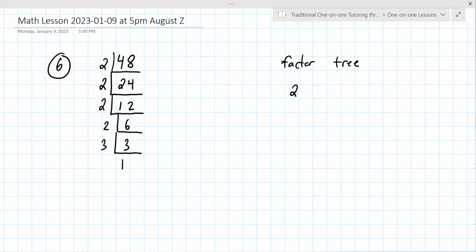Yeah. Okay. Now, my question to you is, how does your instructor want you to present the answer after this? Or is this what your instructor wants? This is what they want. And then what you could do is, some teachers want you to write 2 to the power of 4 because there are 4 2s, times 3 to the power of 1 because there is 1 3. Okay. All right, so let's look at number 7 next.